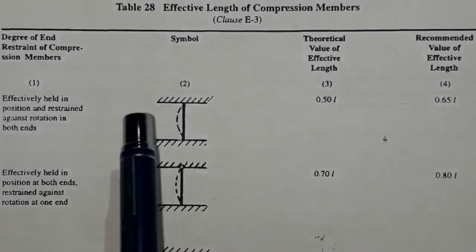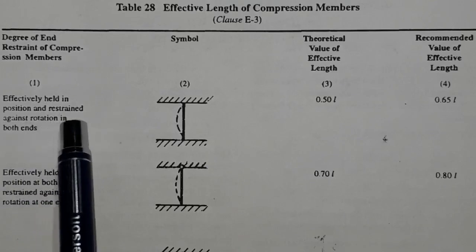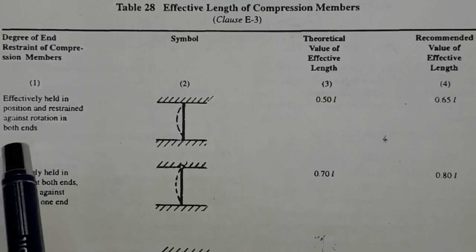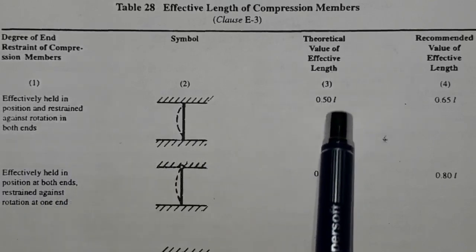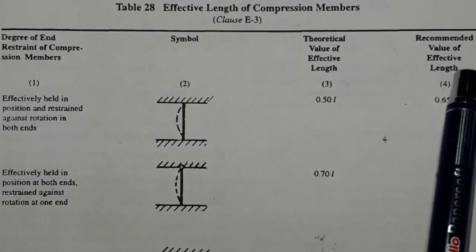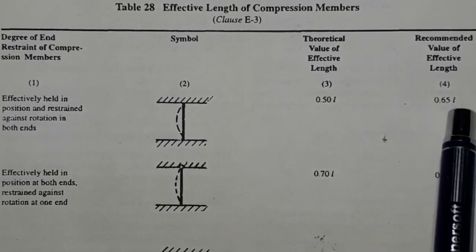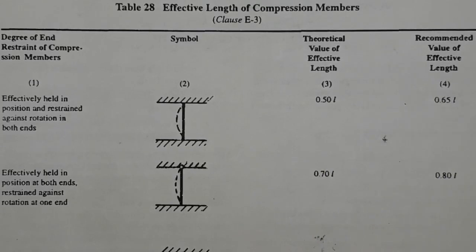Now here in this question, the end conditions given are effectively held in position and restrained against rotation at both ends. Then the theoretical value of effective length is considered as 0.5 L, whereas recommended value of effective length is 0.65 L. So option 1 is the correct option in this case.